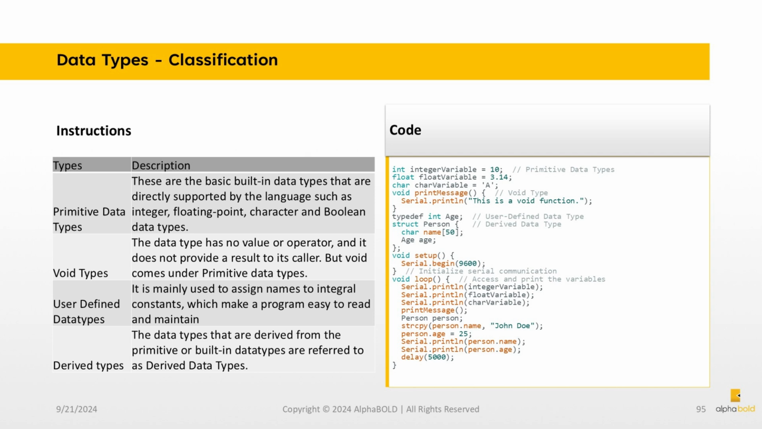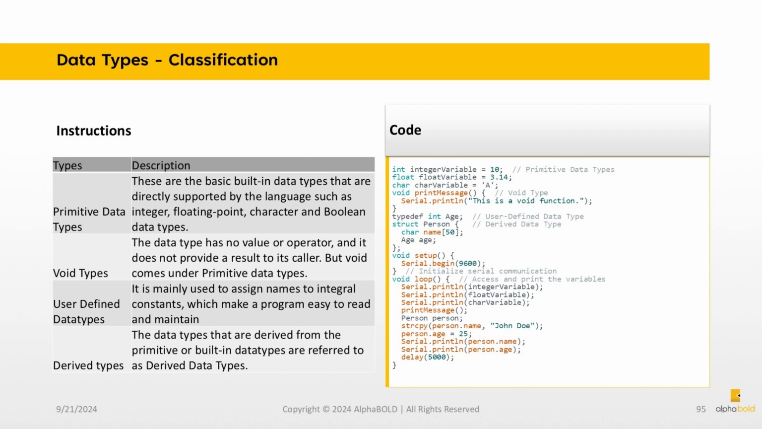Data types classification. Primitive data types. These are the basic built-in data types that are directly supported by the language, such as integer, floating point, character, and Boolean data types. Void type. The data type has no value or operator, and it does not provide a result to its caller. But void comes under primitive data types.